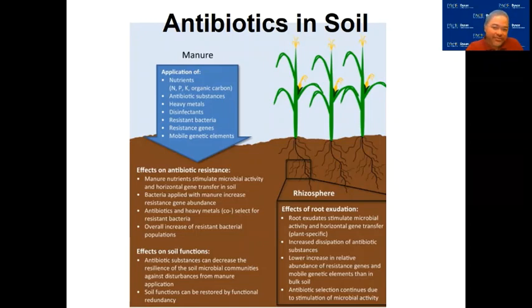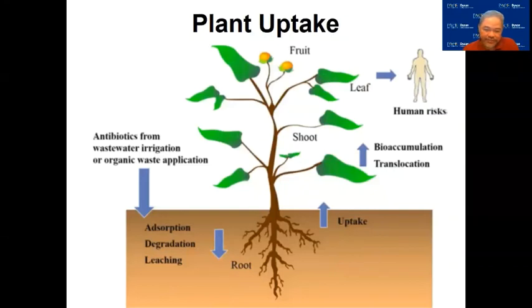But that's not the only problem that you have. Okay? Plants can uptake the antibiotics that you have in the soil. So whenever there's antibiotic from wastewater irrigation or organic waste application, there could be absorption, degradation, and leaching of these materials. And unfortunately, the root can take it up. Okay? And it can undergo what? Translocation, bioaccumulation, and if the human eats it, okay, you are introducing antibiotics to the human being.